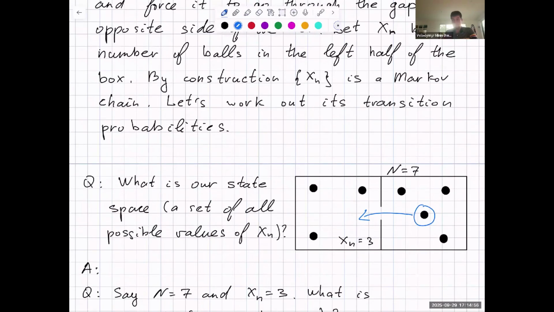Okay, what's the state space? If we define by xn, our Markov chain keeps track of the number of molecules on the left. We could do the right, but it doesn't really matter. Let's choose the left side as our reference side. So xn will be, in this case, 3. So in general, what is my state space in this configuration? What values can I have?